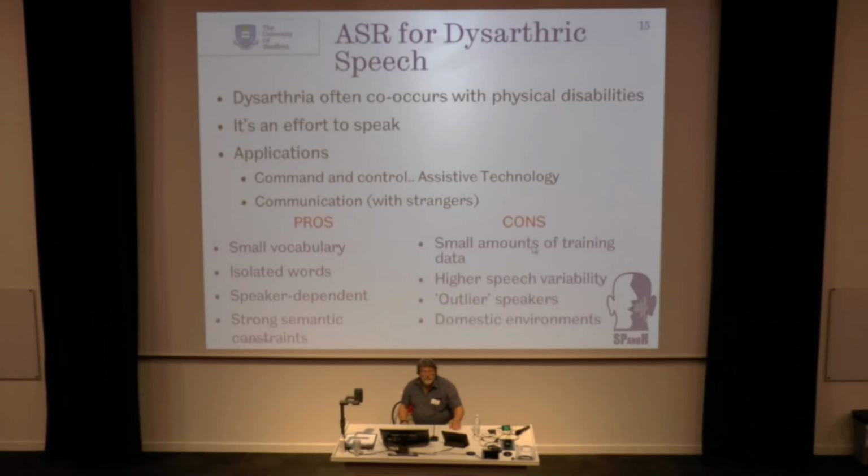On the other hand, you're only ever going to have small amounts of training data. Within the data you have, there will be higher variability in the speech because of the inability to control articulators. There will be outlier speakers. It's not going to be like the normal situation where you have a population of speakers, most of whom fit your statistics, and there are a few outliers. It's going to be all outliers, if you like.